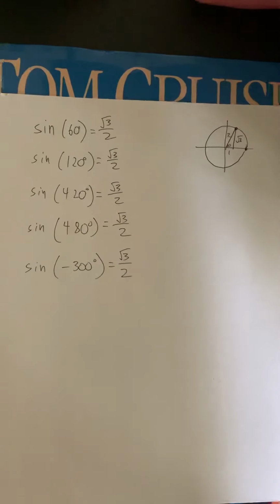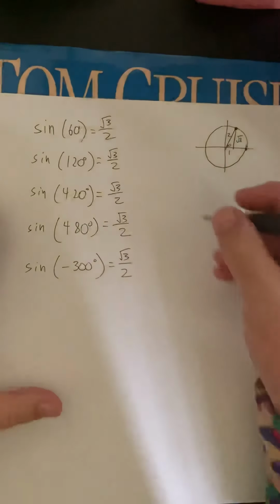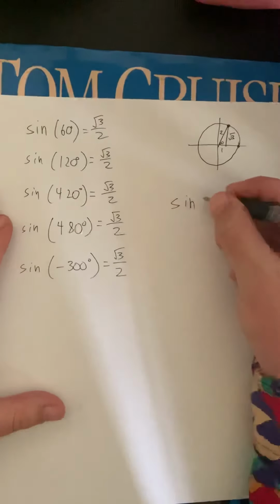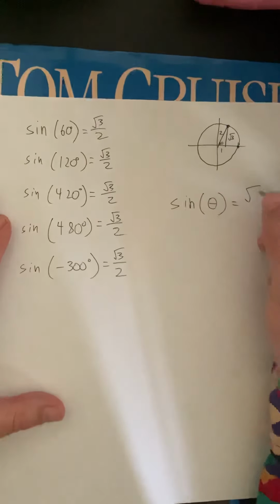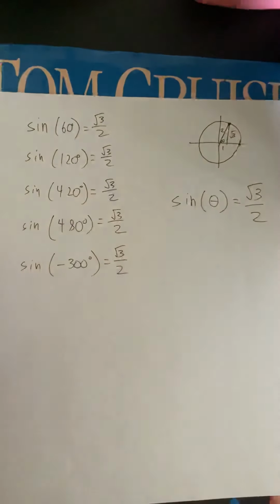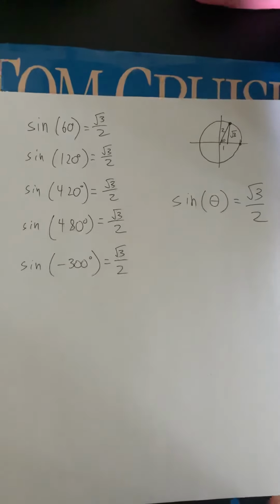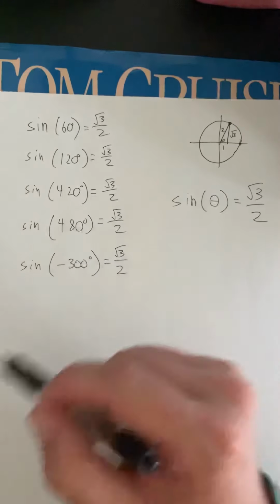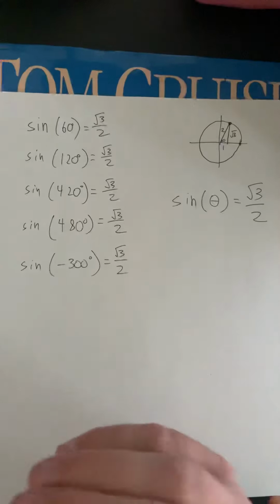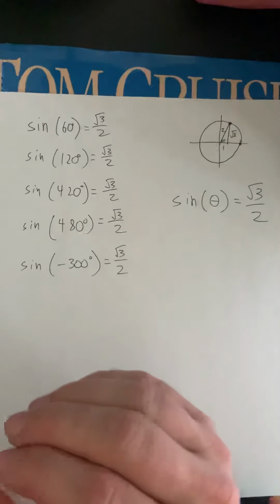So what do you see? All of these different angles have the same ratio. So what if I said, what would theta be if we know the ratio is root 3 over 2? The answer is not just 60. That's one of the answers, because there's also 120, there's also 420, there's also negative 300. How many answers are there? There are infinite answers. It's a simple reason why.